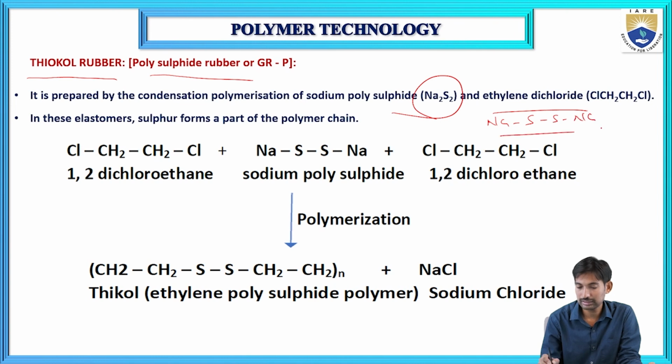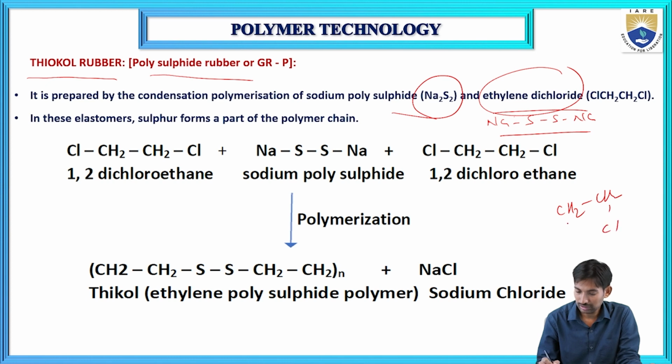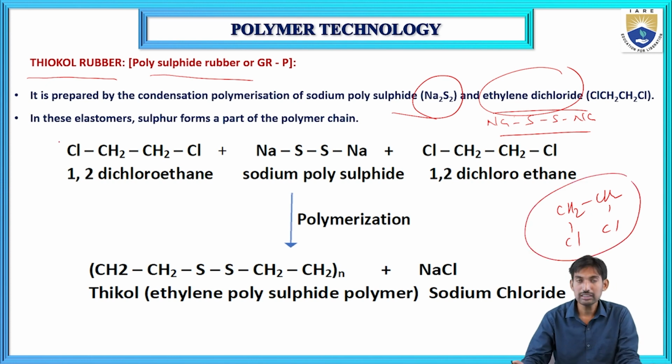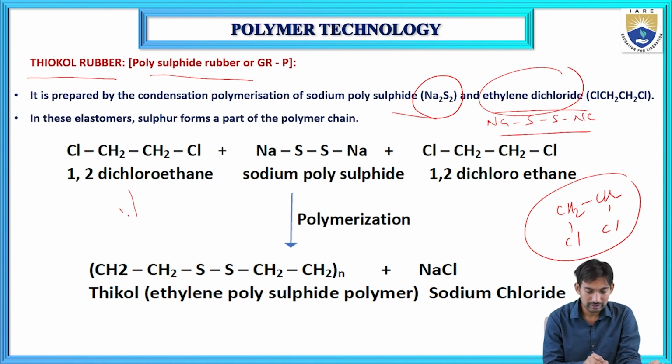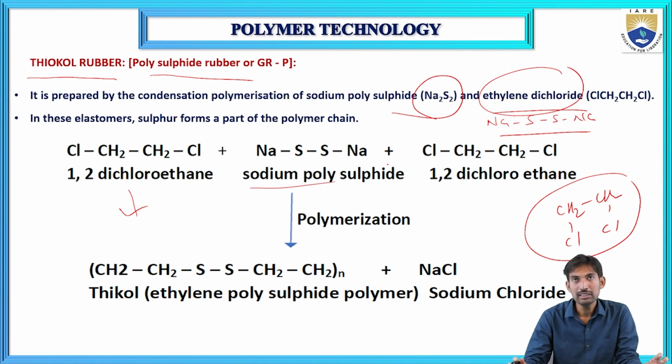This is the structure of sodium polysulfide, Na, and ethylene dichloride, CH2Cl, dichloroethane. These are the monomers present in thiokol rubber synthesis. One is 1,2-dichloroethane, the other is sodium polysulfide.